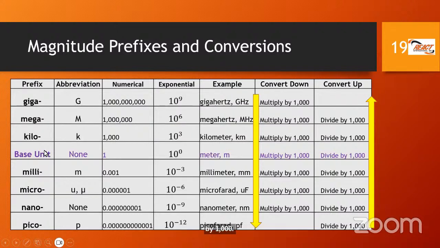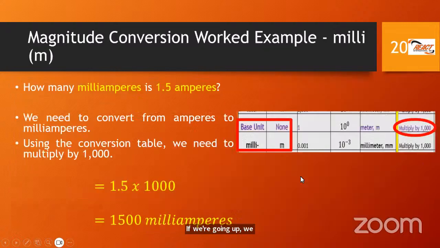We'll see a little later on if we have to do a multiple jump. Each jump is 1,000 you're multiplying by going down. Multiply by 1,000. If they wanted micro, after we multiplied by 1,000, we need to multiply by another 1,000, and so on. If we're going up, we divide by 1,000. And if we go up again, we divide by another 1,000, and so on. So hopefully this is helpful.